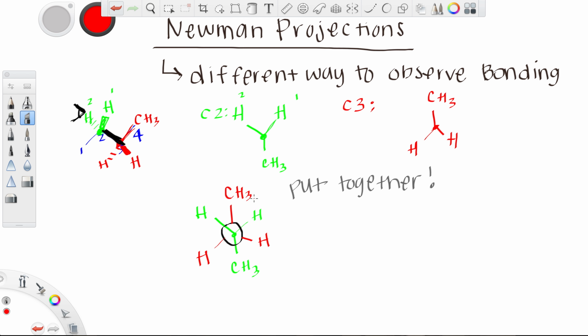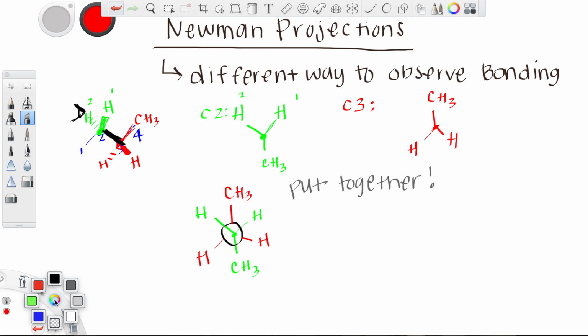Now notice that I have carbon 3 connected to this black line, not connected to this center, because this center right here is carbon 2 bonded to this, and then this black line is the bond between carbon 2 and carbon 3, and then we have the substituents on carbon 3. I hope that makes sense.